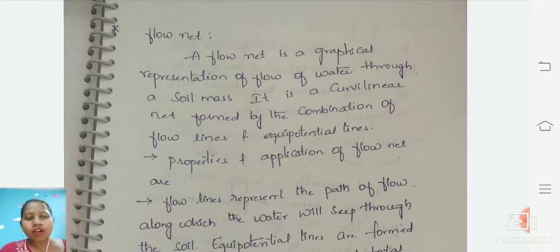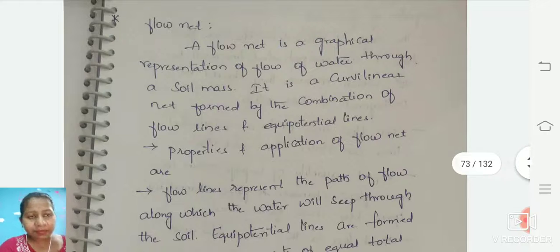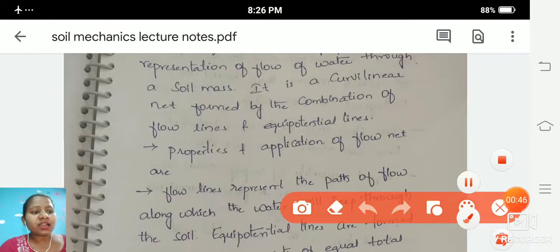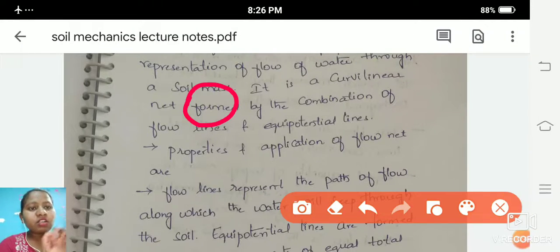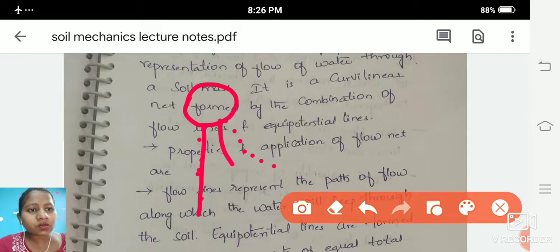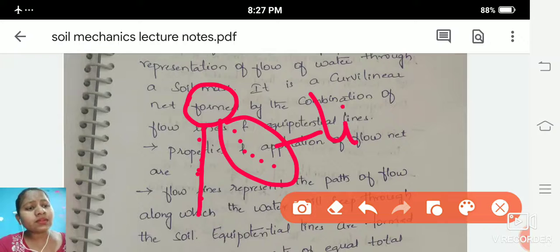It is a curved line which is formed by the combination of flow lines. The flow line is nothing but the path of leakage in the seepage. As I said, there will be some leakages, and these will be continuous. As you can see in the picture diagram, if this is a soil mass, somewhere there will be some leakage here. This water is leaking from the soil mass, and the line of that leakage is your flow line.